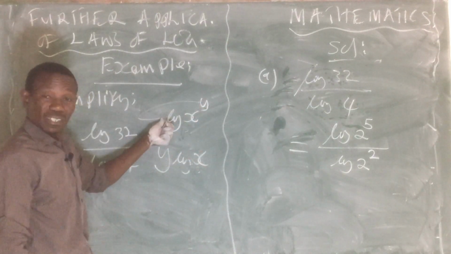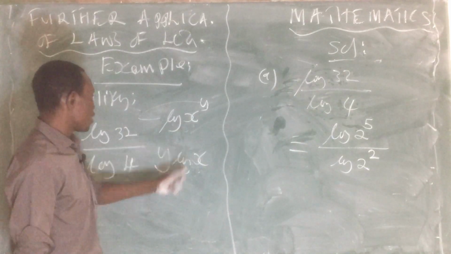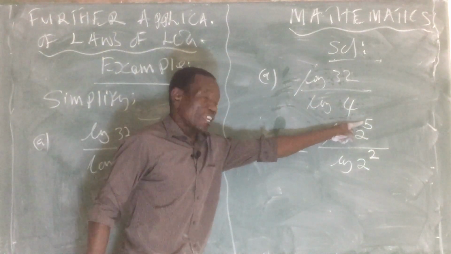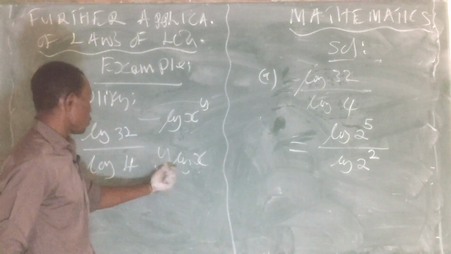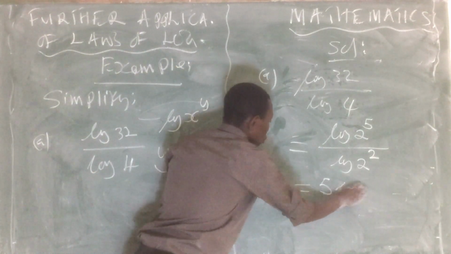y comes as the coefficient, considering the base is 10. So let's now take that, instead of having y, we have a 5. If y is the coefficient of log of x, then definitely here I'll have 5 log of 2.